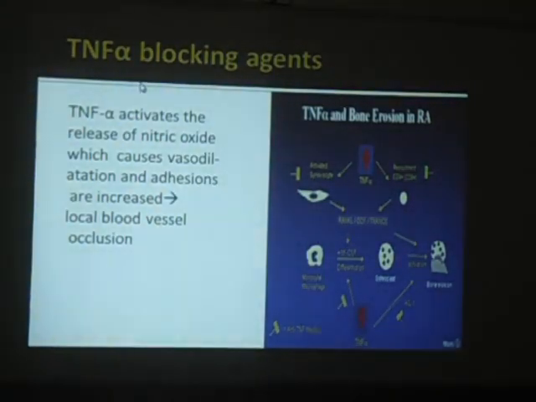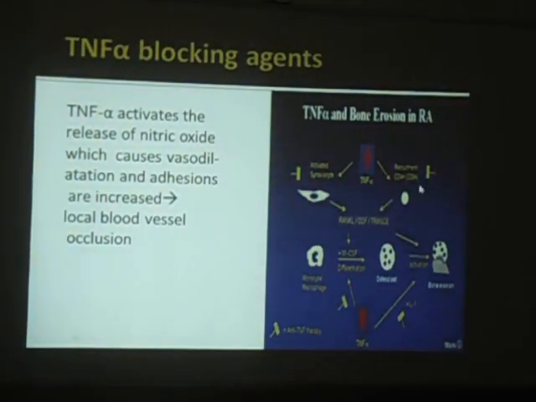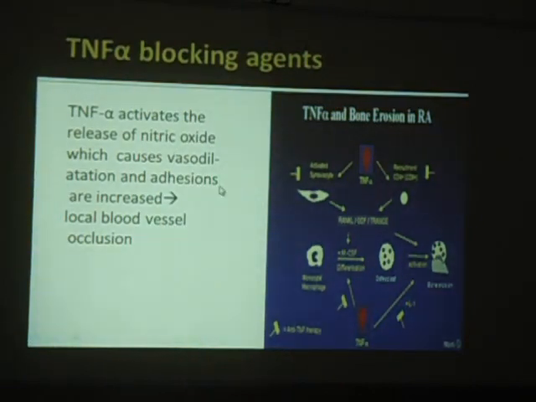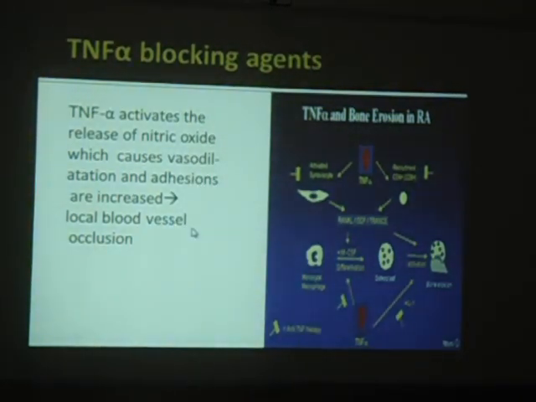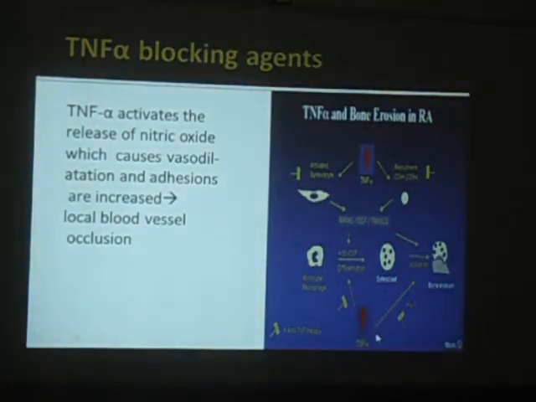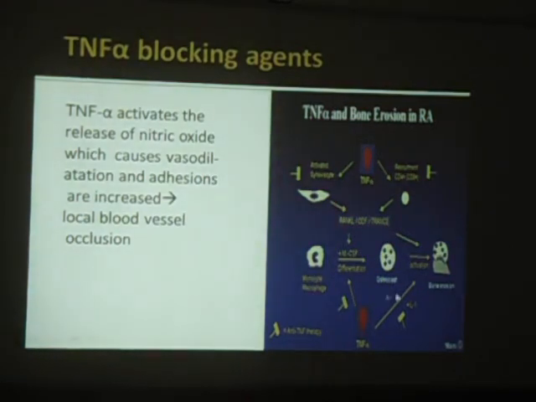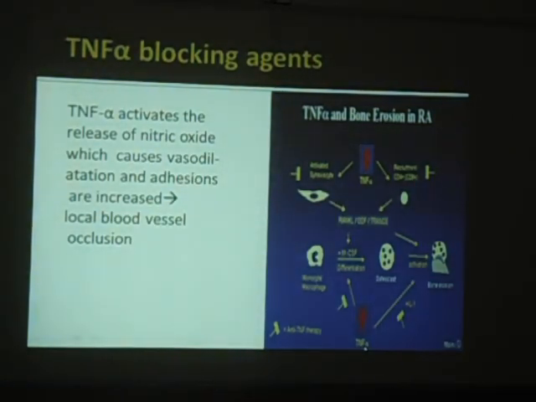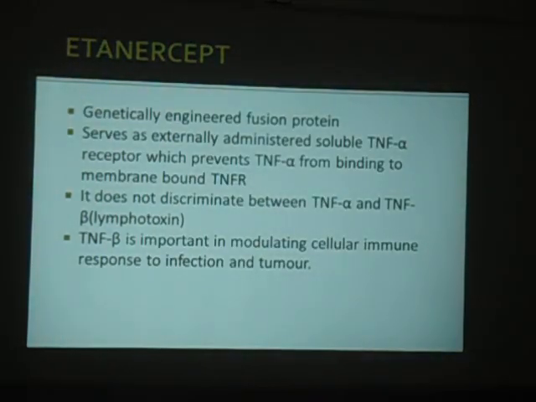So what is this TNF alpha? Here you can see TNF alpha is there. What is it doing here? It activates the release of nitric oxide, which can cause vasodilatation and adhesion, and increase local blood vessel occlusion. So it can cause bone erosion, osteoclastic activity can be increased. All of these things are brought about by this TNF alpha. So coming to the first drug, that is etanercept.